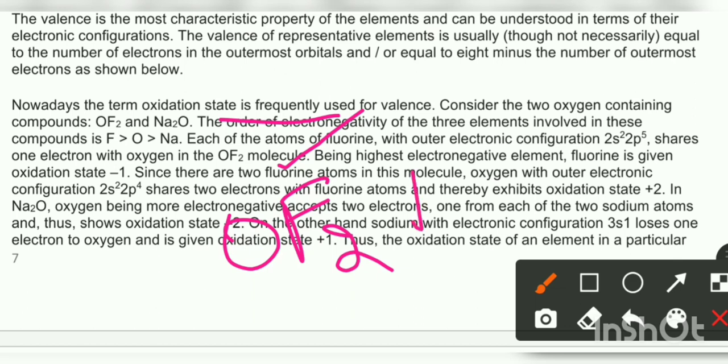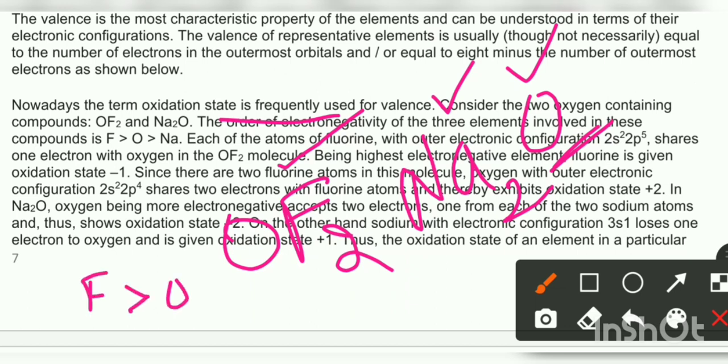And the other one, sodium oxide, Na2O. Here we observe two atoms, one is oxygen, another one is sodium. Which one is more electronegative? Of course, yes, oxygen is the more electronegative atom. In these two cases, the electronegativity order is fluorine more than oxygen, more than sodium. So this is the order of electronegativity of the atoms present in these two compounds.